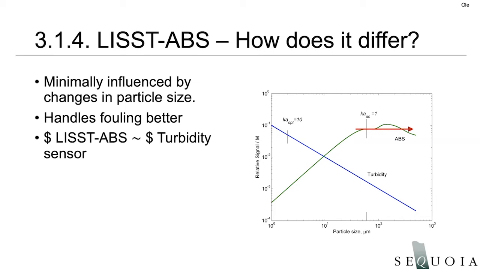Where the ABS doesn't differ a whole lot from a turbidity sensor is the price. Of course, there are extremely cheap turbidity sensors, but it's roughly at $4,000. It's roughly in the same price range. The main difference, just to sum that up very quickly, is that the ABS is as minimally influenced by changes in particle size as the physics will allow.